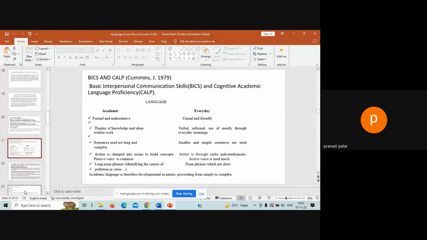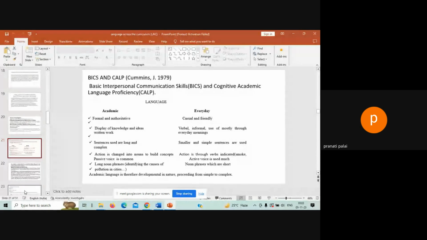In academic register, there is a display of knowledge and ideas in written work, whereas everyday register is verbal and informal, used mostly in everyday meanings. In academic register, sentences are long and complex, while in everyday register smaller and simple sentences are used. In academic register, action is changed into nouns to build concepts, while in everyday register action is expressed through verbs. Passive voice is common in academic register, while active voice is used much in everyday register. Academic register uses long noun phrases, while everyday register uses short ones.